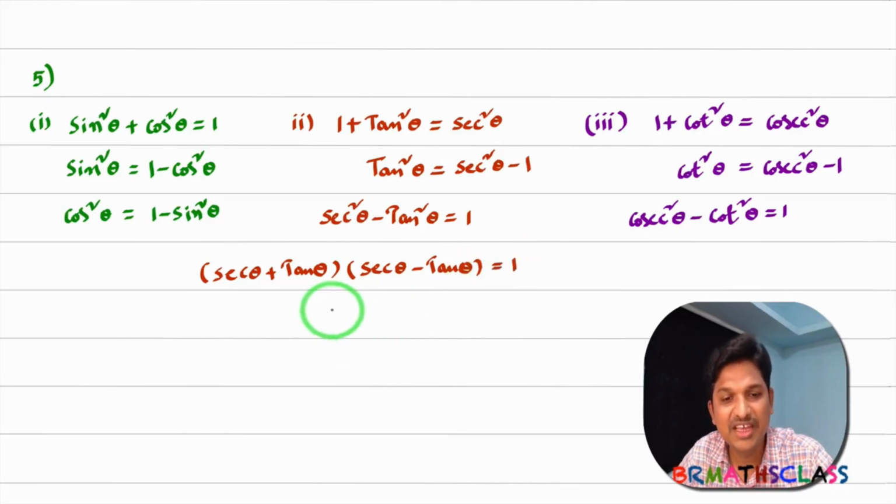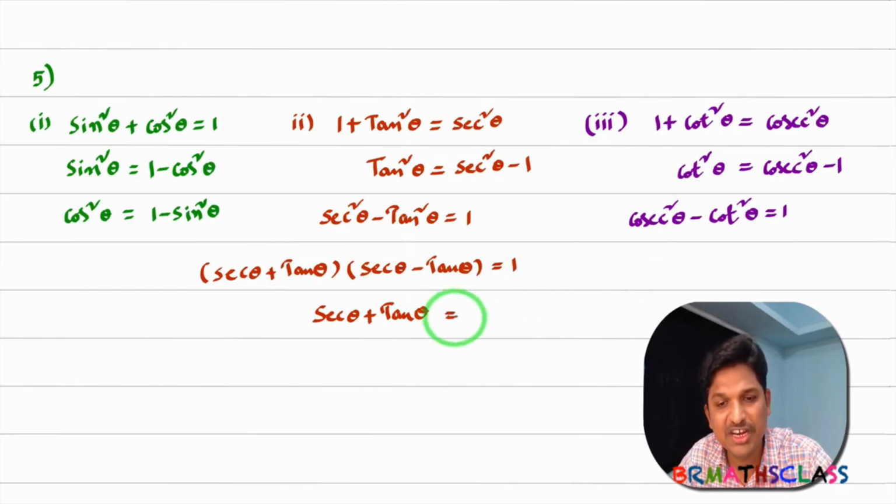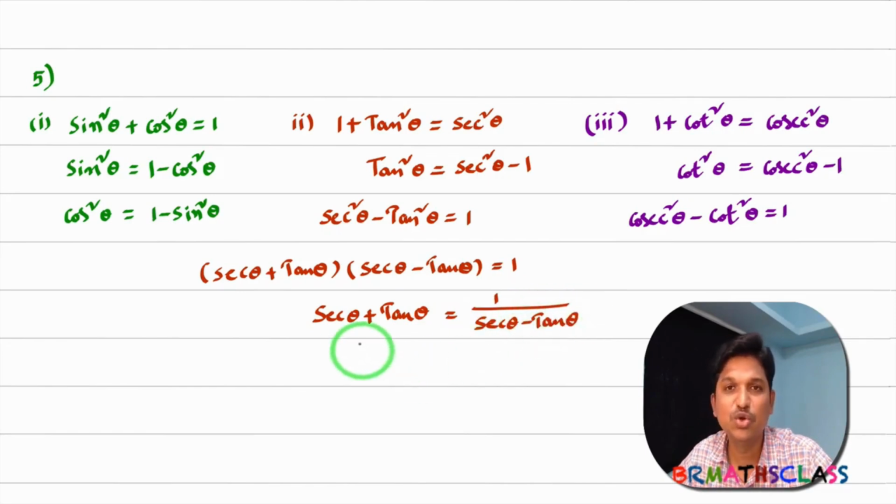From this we can easily write what is secant theta plus tan theta. What is secant theta plus tan theta? You take the secant theta minus tan theta to the right hand side, then it goes to the denominator. You will get 1 divided by secant theta minus tan theta. Not only this, you can write secant theta minus tan theta as 1 divided by secant theta plus tan theta.